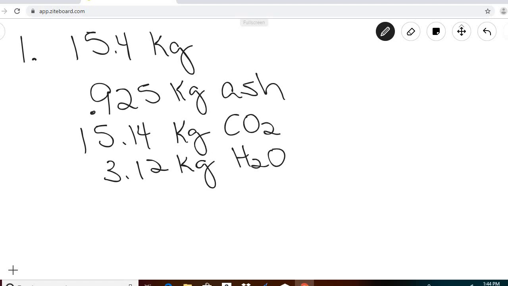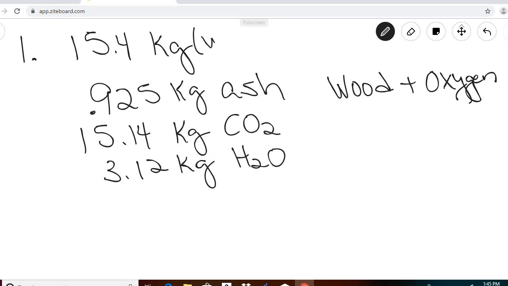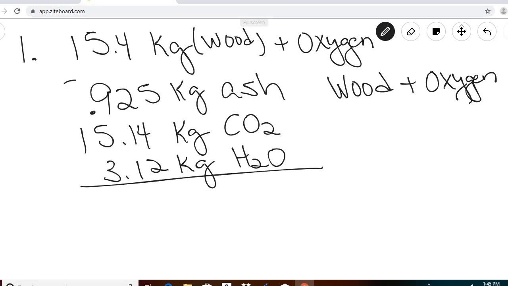So in order to burn wood, you have to add oxygen to it. Burning takes place only in the presence of oxygen. So this reaction would actually be the wood, this is the wood, plus the oxygen is the mass that we are conserving due to the law of conservation of mass. So if we add these three numbers together, we get that the mass is 19.185 kilograms.